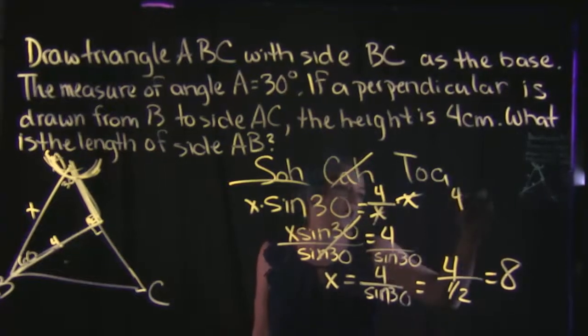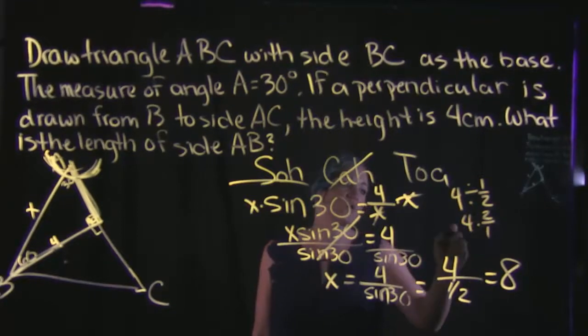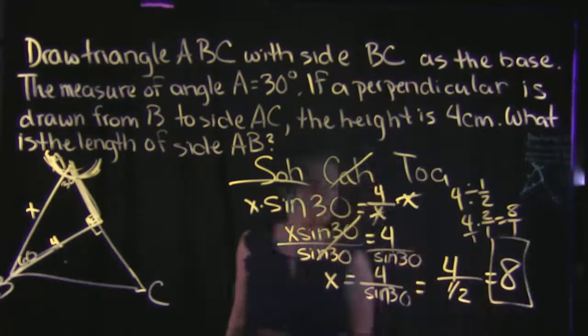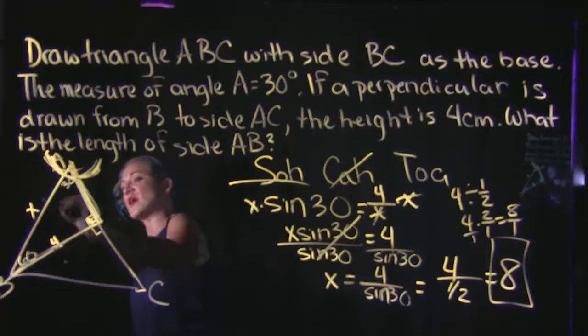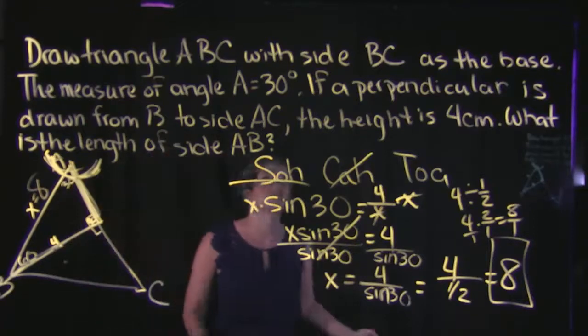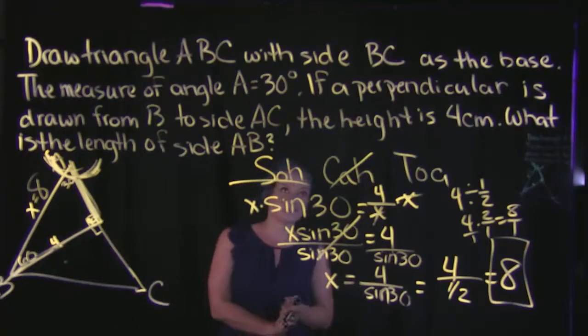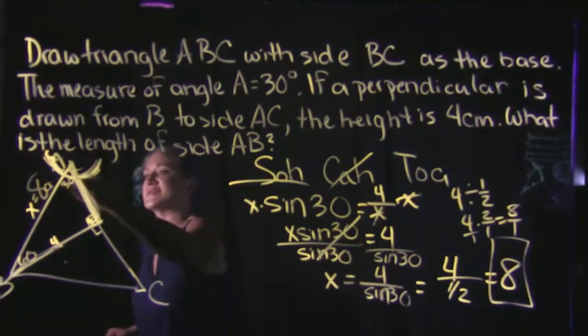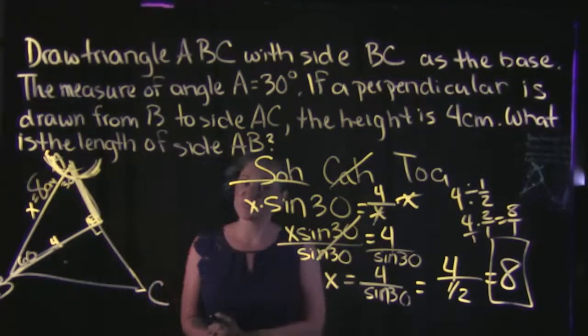So if you want me to do that quick calculation, that is 4 divided by 1/2, or 4 times 2 over 1. Again, 4 times the 2 gives us 8 over 1, which is just 8. That means the hypotenuse of this triangle, x, is equal to 8. And I believe this was in centimeters. So x is equal to 8 centimeters. Otherwise, that's it for this problem.